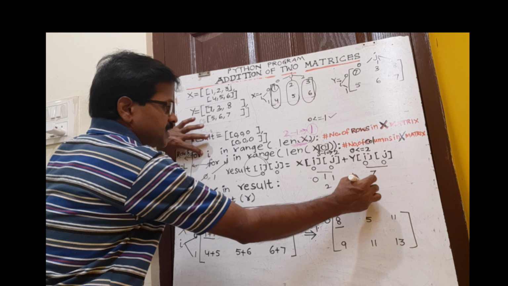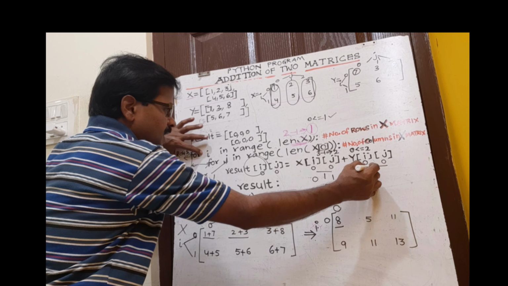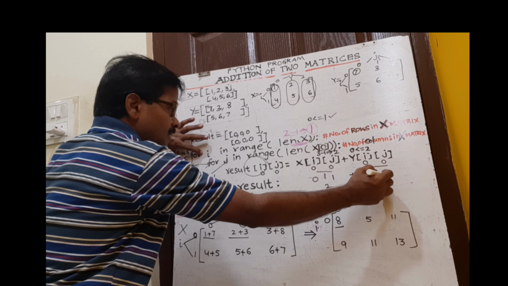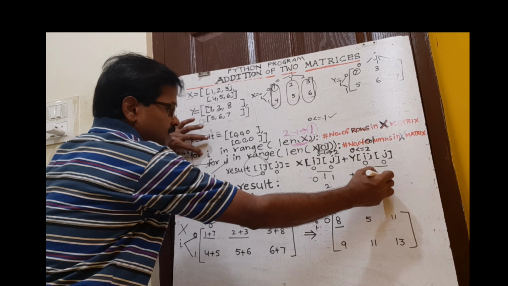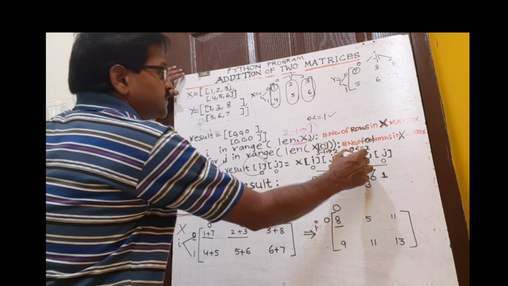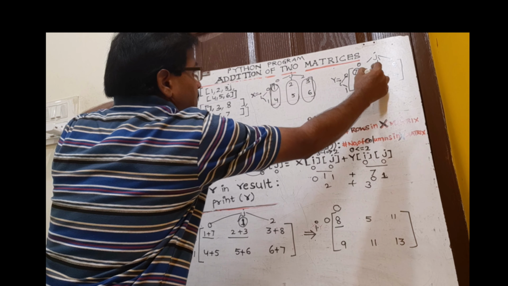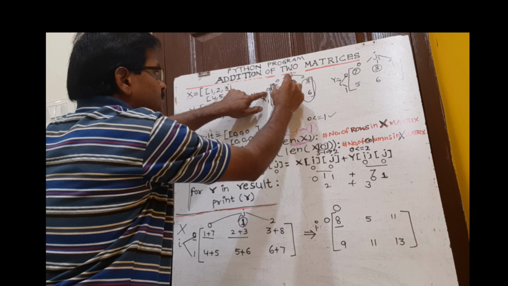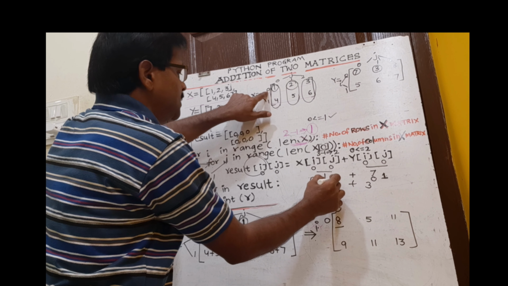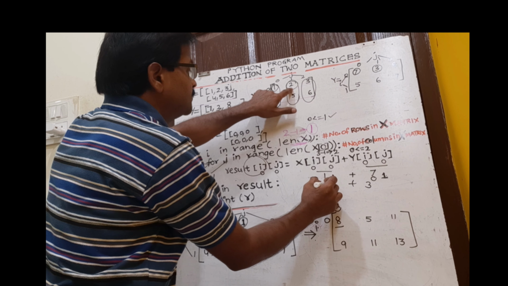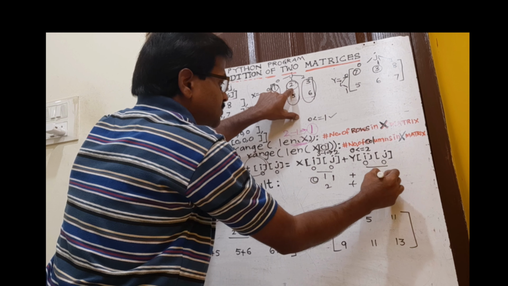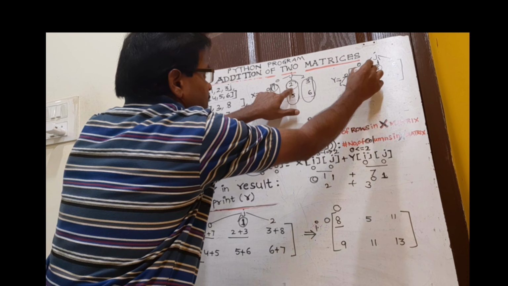Y of what is the i? 0. What is the j? 1. So Y of 0th row and first column element is 3. 2 plus 3 is 5.